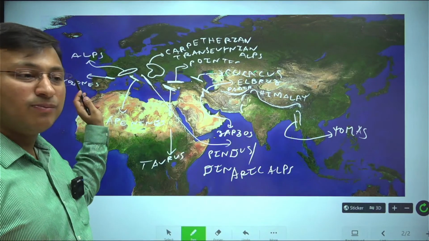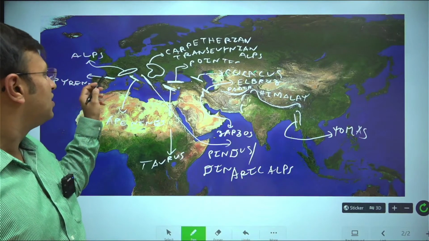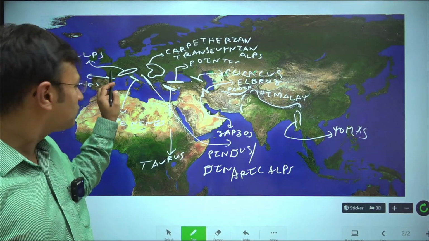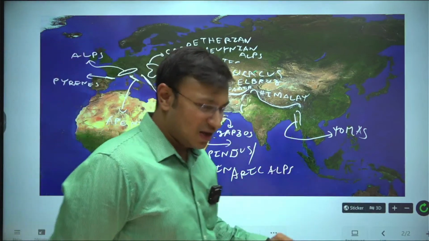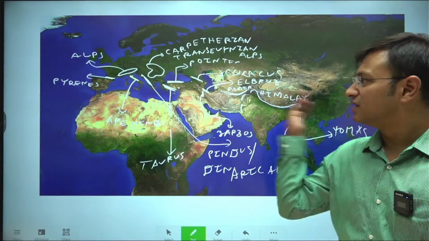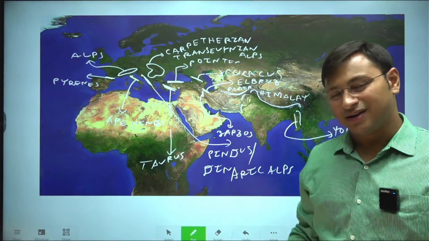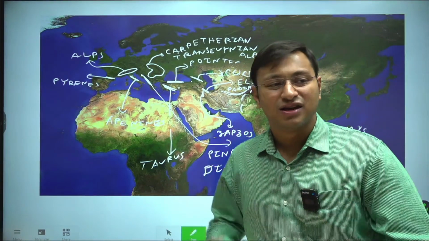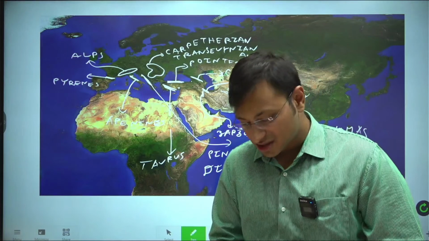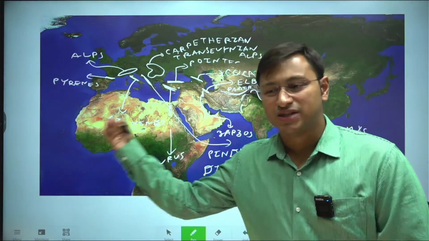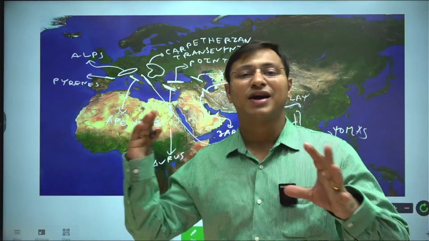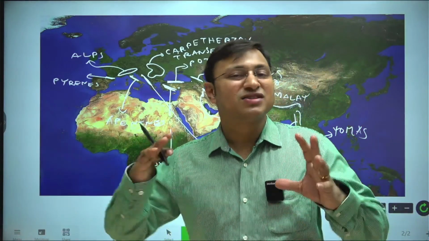So one complete mountain range from the Atlantic coast and the Mediterranean coast up till Southeast Asia. This complete mountain belt is called the Trans-Eurasian Alpine Mountain System. And please remember this, guys, that all of these mountains have uplifted in the same time scale, in the same phase.